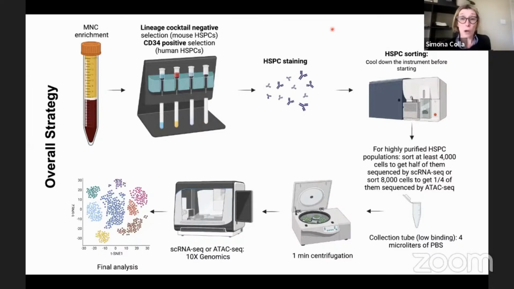The sorting should always be done in a low-binding collection tube, and you should put only 4 microliters of PBS. This is what I did, pure PBS, just a little, because the issue is that when you load the cells into the sequencing machine, the volume is limited. So you need to decrease the volume as much as possible. And then you just centrifuge for 1 minute, and then you bring the sample to the sequencing core, and you are going to be successful for sure.